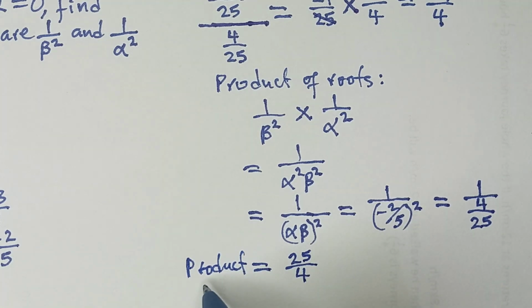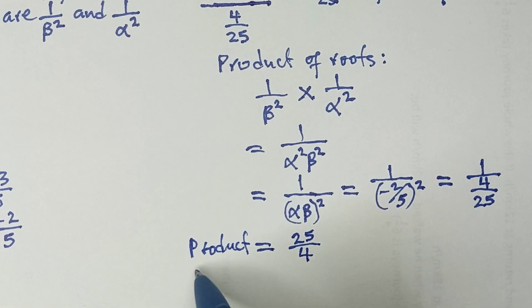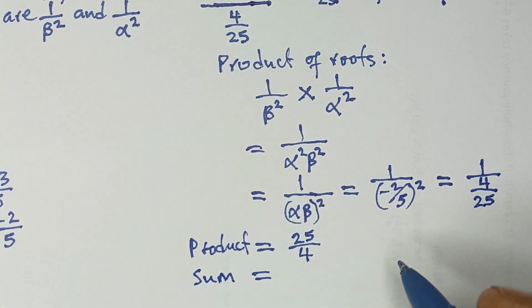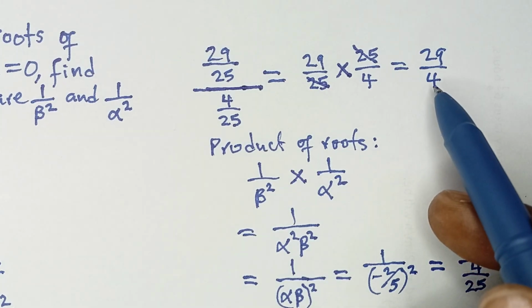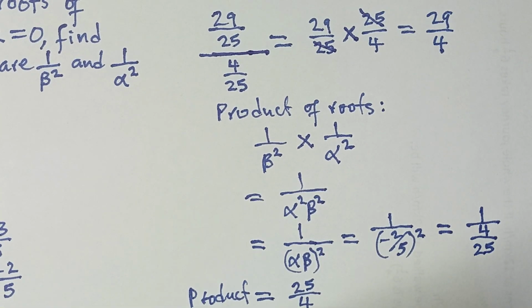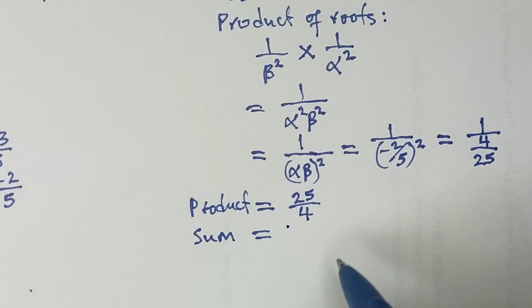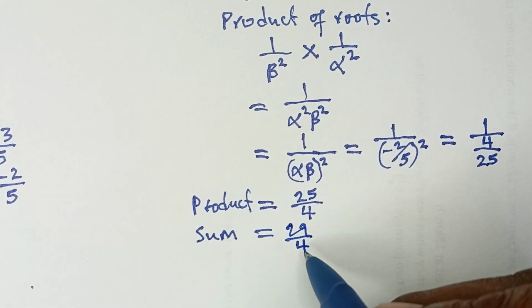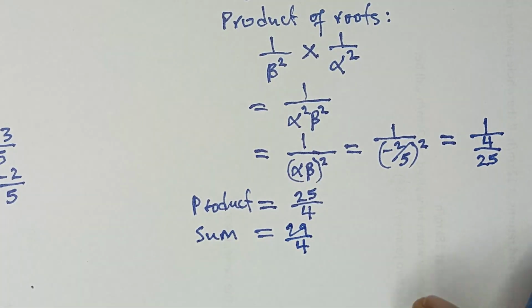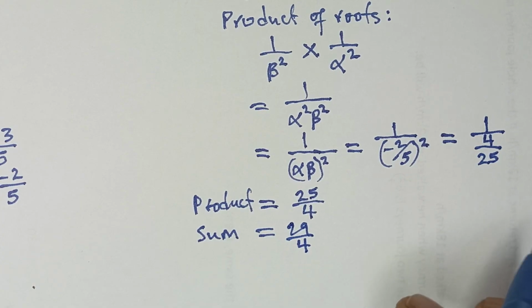And don't forget what we obtained as the sum earlier on. We obtained the sum of the roots as 29 over 4. You can see it here. Sum of roots, 29 over 4. And now, finally, we are going to write down the equation.